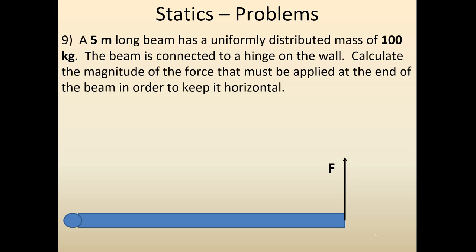All right. So they want us to figure out the force that's being held up here. So first thing I want to do is draw my FBD. I know that the beam is 100 kilograms, which means that it has a force of gravity of 1,000 newtons, and that force acts right in the middle. Now there is actually one other force acting on this.